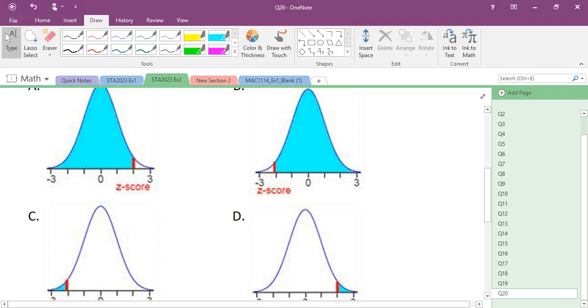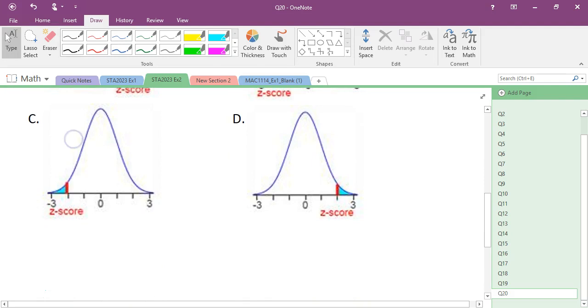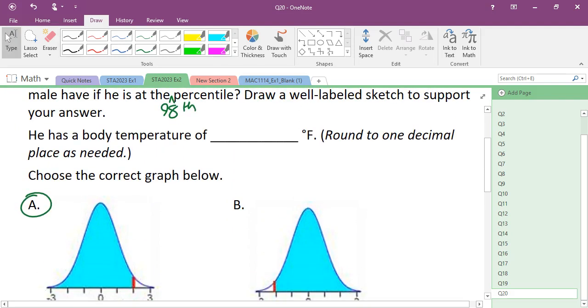It's not C. It's going to be A, because the 98th percentile would be a high, positive standard deviation. So it is A. This question is asking us to work backwards, because what it wants to know is the body temperature for the 98th percentile.